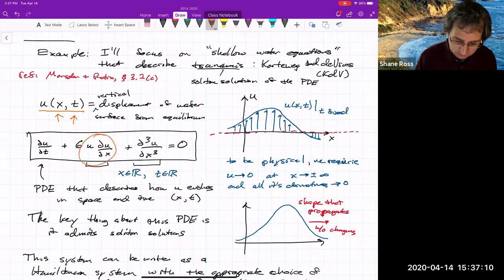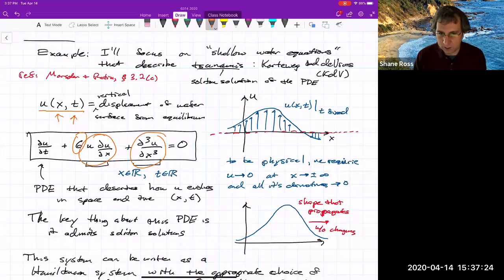And this all comes from the Navier-Stokes. This can be derived from the Navier-Stokes equation. And then we have this other part, which is like a dispersive piece. You might be wondering, where does this number 6 come from? It's just from non-dimensionalizing in a certain way. So this is non-dimensionalized. U is non-dimensional, X is non-dimensional, and T is non-dimensional.